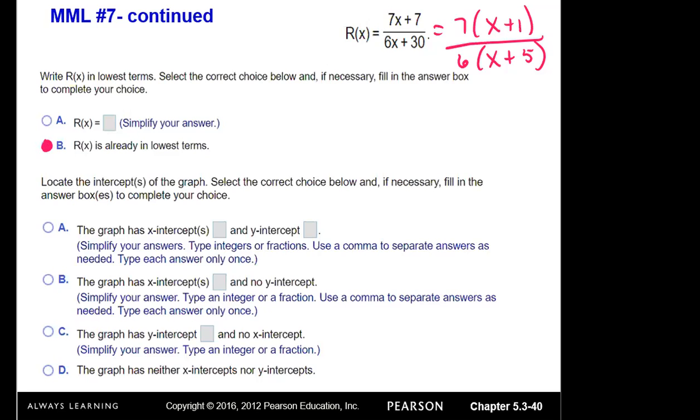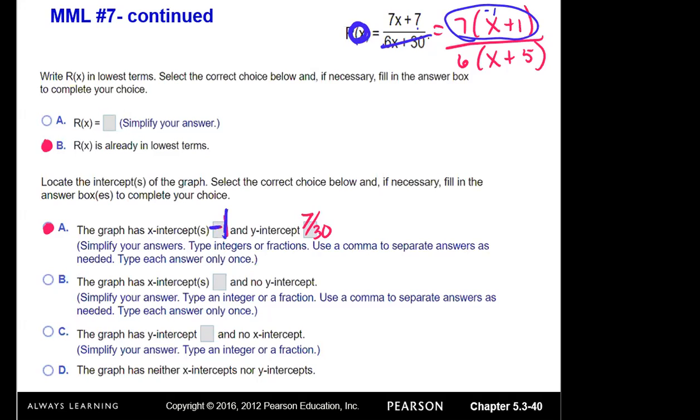When I did those, I got answers for both. The X-intercept, it crossed at -1, and the Y-intercept was at 7/30. Remember, you stick 0 in for Y and solve for X. When you stick 0 right here, you'd multiply both sides by 6x plus 30. That would cancel out. So you're just left with the 7x plus 7, or you're just left with the numerator, and this would be a -1.